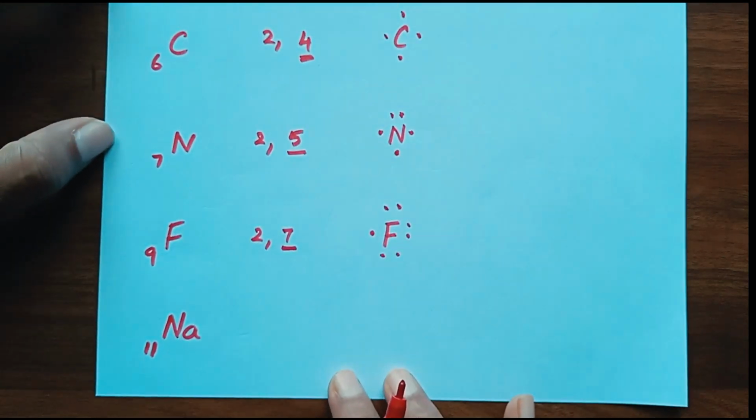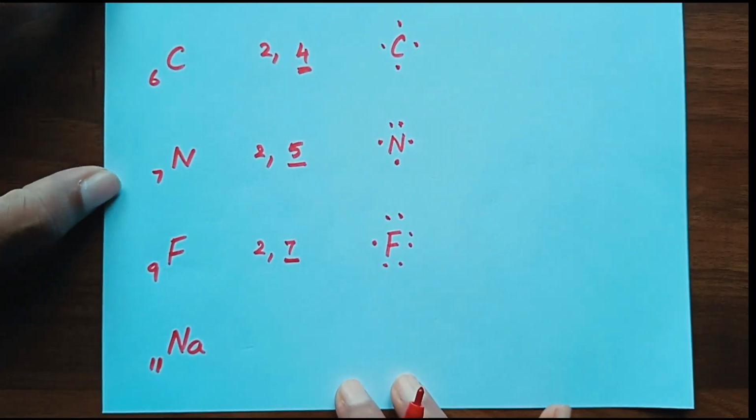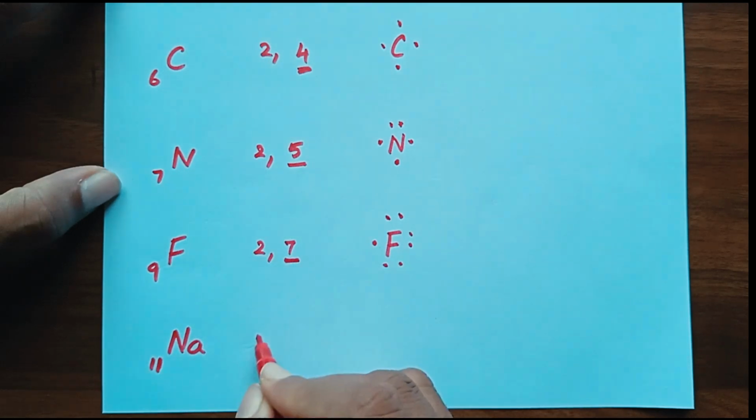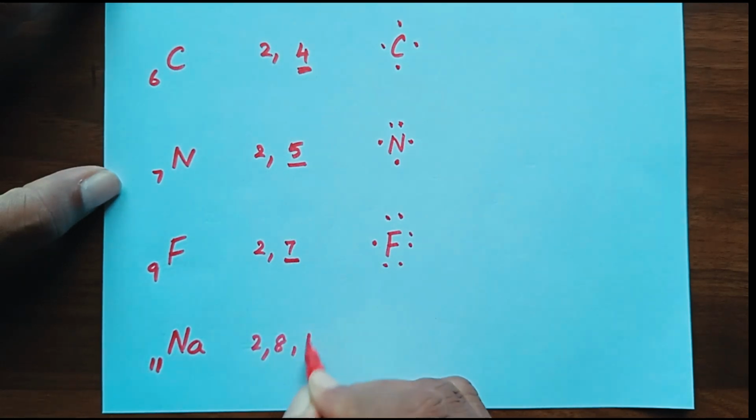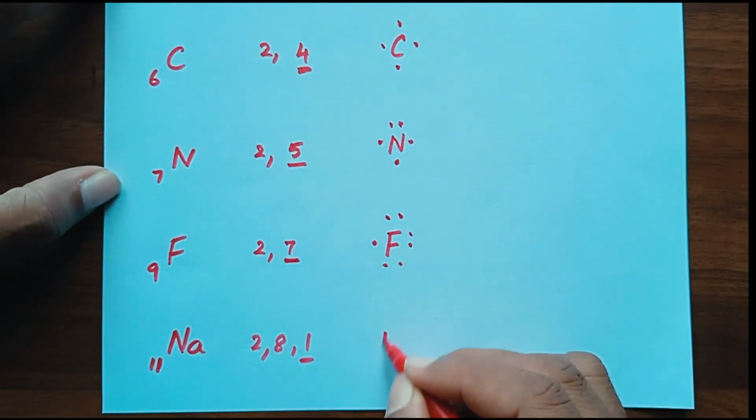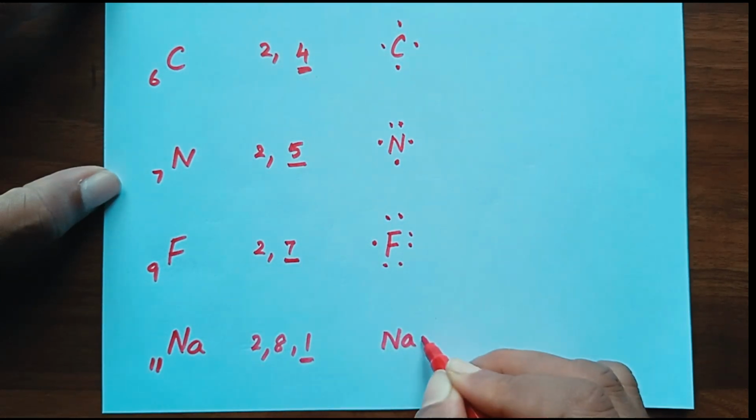Okay. Next we see sodium. The electronic configuration of sodium is 2, 8, 1. So the number of valence electrons is 1. So we can represent sodium like this.